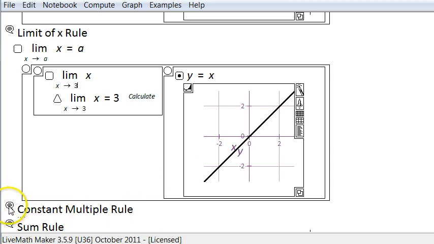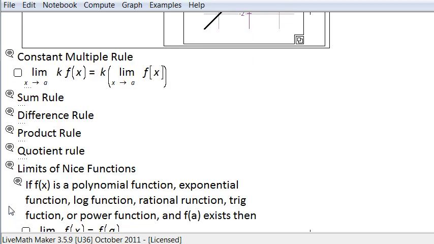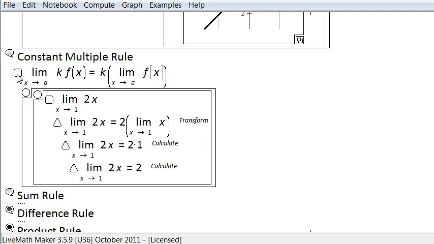Constant multiple rule. You scroll down to see this one. The limit of a constant times the function is the constant times the limit of the function. Do I have a picture here? No, I just got some calculations. So for instance, 2 times x is, I claim, 2 times the limit of x. So this 2 is multiplied by the x. I'm just going to pull it out in front and multiply it by the limit. This calculation we just did, the limit as x goes to 1 of x, is just 1. And so I've got 2 times 1, and the answer here is 2.